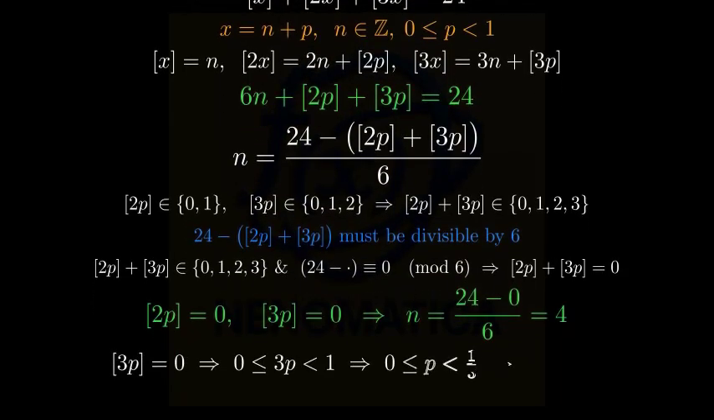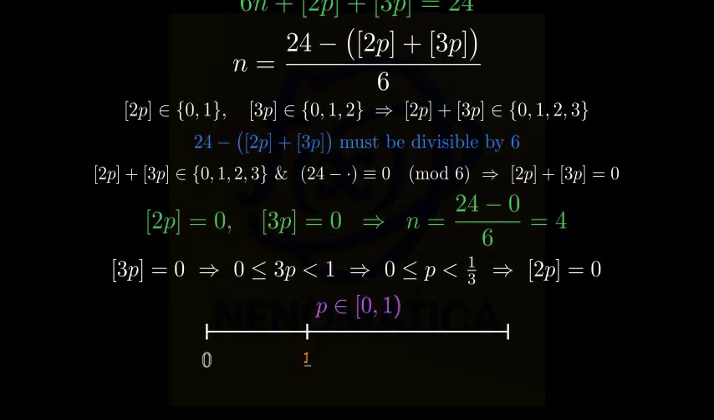Step 5. From the condition that floor of 3p equals 0, we get 0 is less than or equal to 3p and less than 1. So 0 is less than or equal to p and less than 1/3. This automatically gives floor of 2p equals 0 as well, because 2p is less than 2/3. So p lies in the interval from 0 inclusive to 1/3 exclusive. Let us visualize that on a number line for p between 0 and 1.